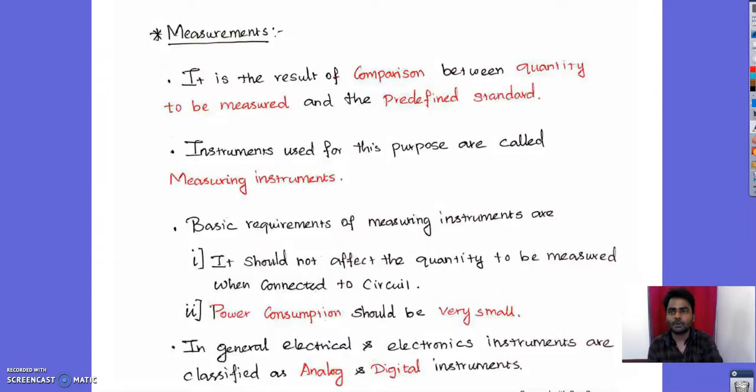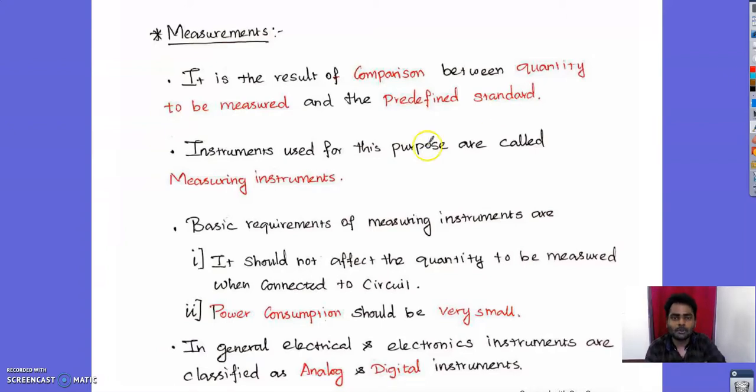And coming to the next topic, measurements. What is measurement? It is the result of comparison between a quantity to be measured and the predefined standard. We are going to take readings with the help of some measuring instruments, and those values are compared with the predefined standard value. That is what is termed as measurement.